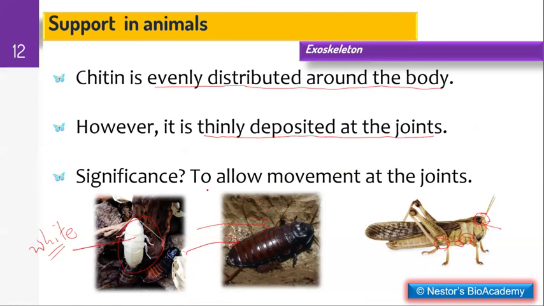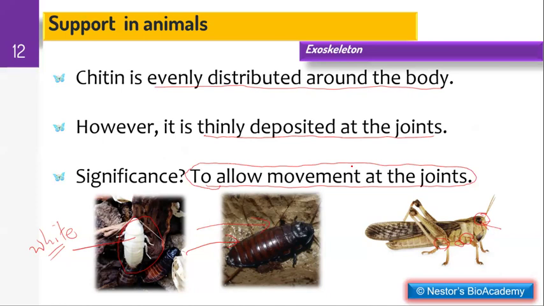Significance here is that this is going to allow movement at the joints, because if we were to have very thick secretions of chitin at these points, when the chitin hardens, it's also going to harden the appendages as well, and this is going to restrict the movement of these appendages at those joints.